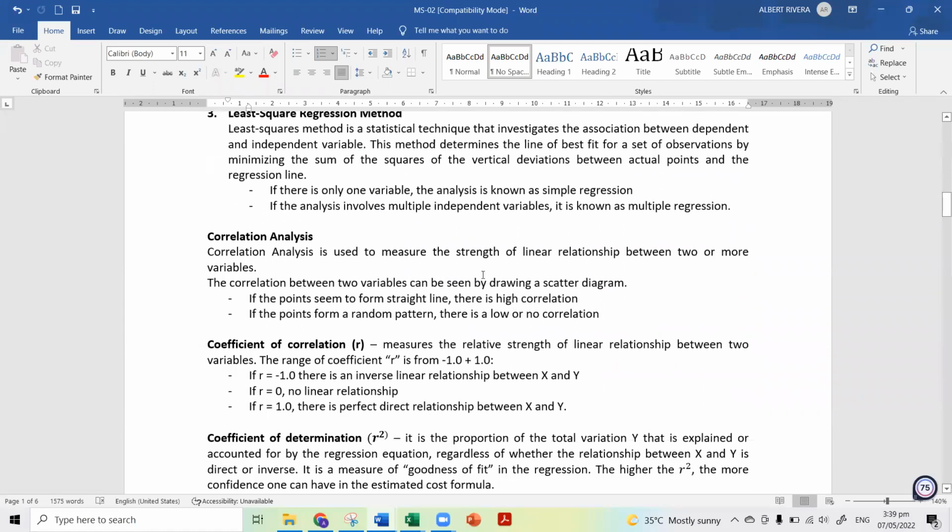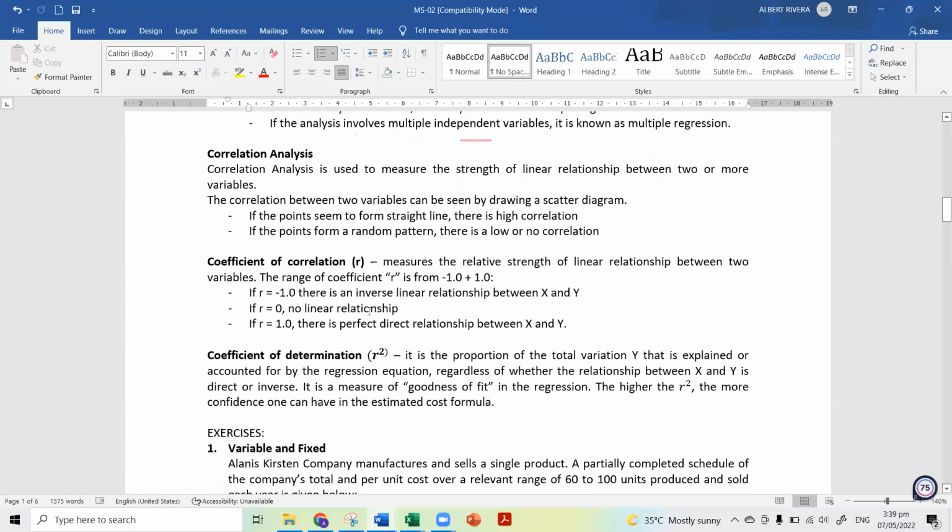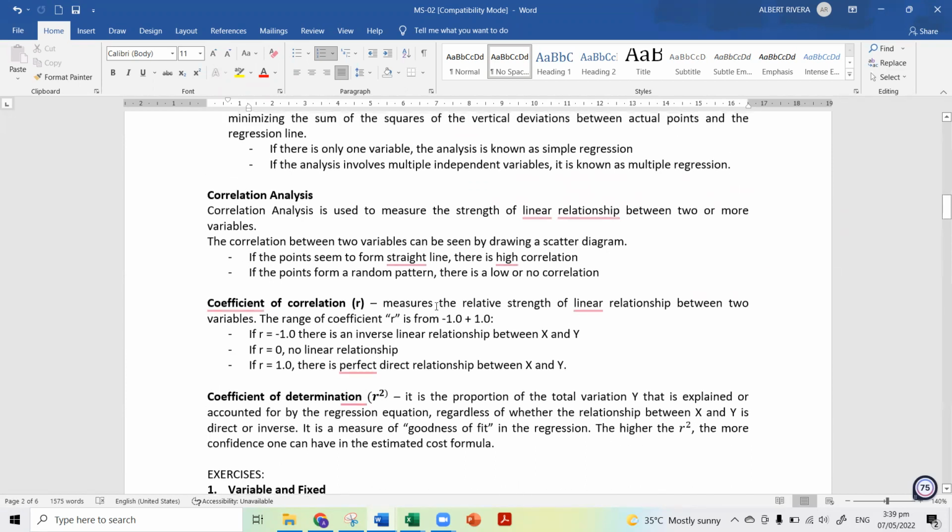That is what you call the regression. Correlation refers to the strength ng linear relationship. Okay? So, this is coefficient of correlation, R lang pala ito. And this is your R squared, coefficient of determination. This can be further discussed kapag may problem. Correlation is the strength of linear relationship. Ibig sabihin, that's the strongest point is 1. Okay? That is positive 1 or negative 1. Yun ang strongest points niya.